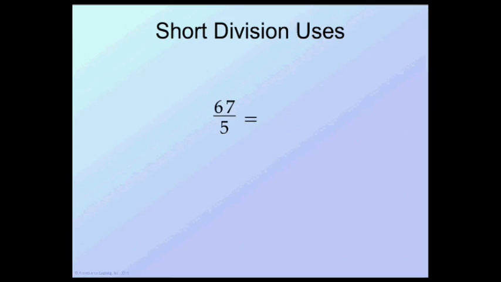Let's do another one just to make sure we've got a handle on this. So I've got 67/5. So let's write this as a mixed number. So 5 goes into 6 how many times? Once. How many left over? 1. 5 goes into 17 3 times with 2 left over, so we're going to say 2/5.